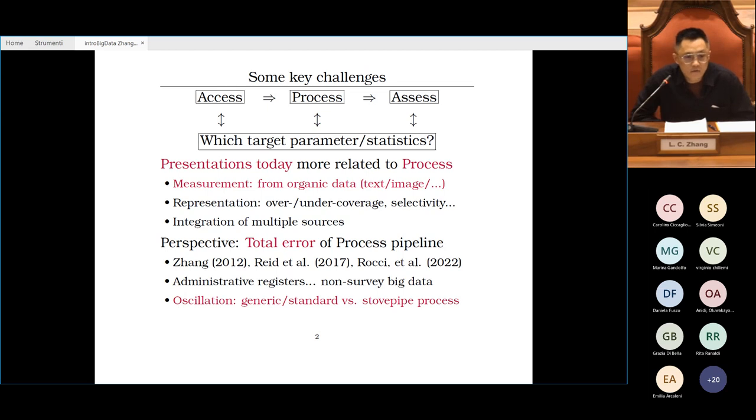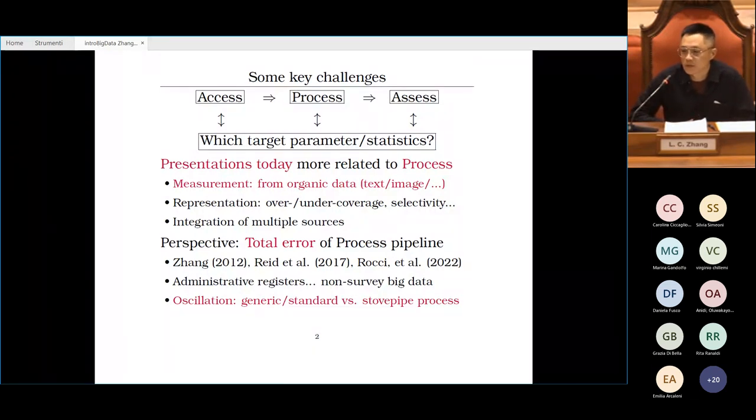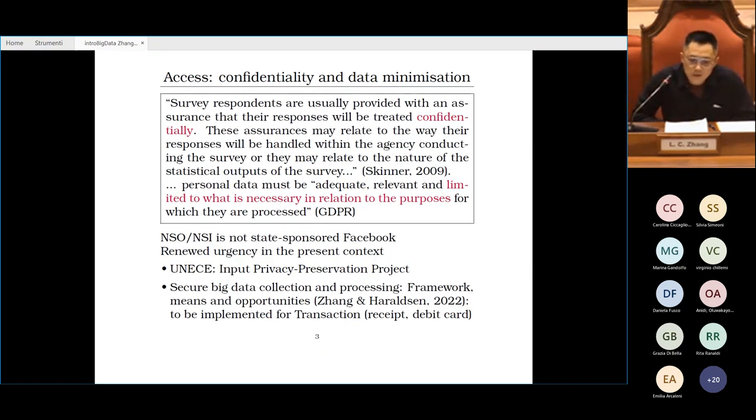Another question I also felt throughout yesterday is that I sense a kind of oscillation between the generic standard process versus the stovepipe process, because with this kind of new data source, very often you need to develop something very specific for that source in order to make use of it, which maybe goes against the otherwise push for a general standard process at the offices. I guess it's not one way or the other, but historically, are we building new big data stovepipes? I'm just saying, okay? That's an issue I think will come and go.